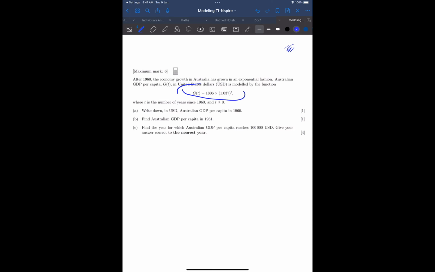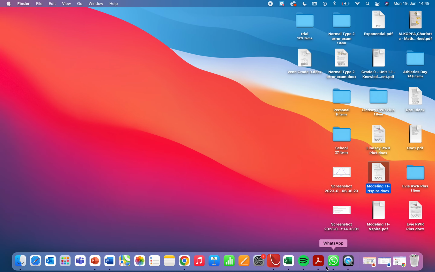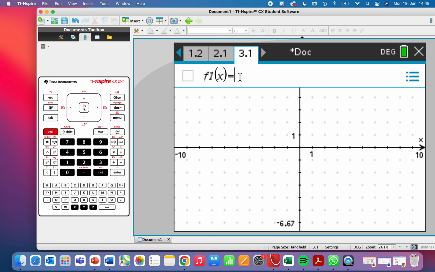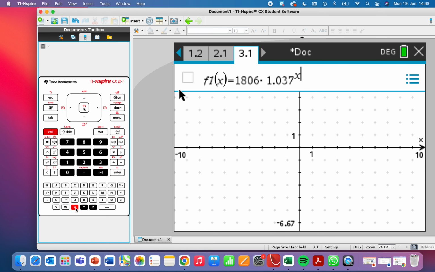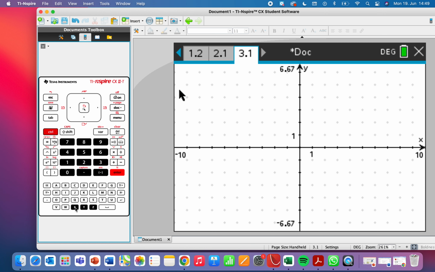Okay, here's my function. So we type that into the calculator. We get the TI-Nspire ready to go. Here it is. And I've got it here, 1,806 multiplied by 1.037 to the power of, it says t in the question, but we make it x, because x is the input. When we press enter, of course, we can't see anything, because the graph is somewhere on there, but we don't have the correct scale.